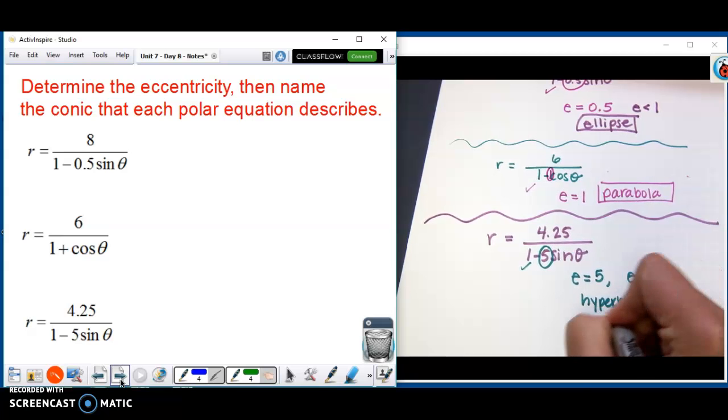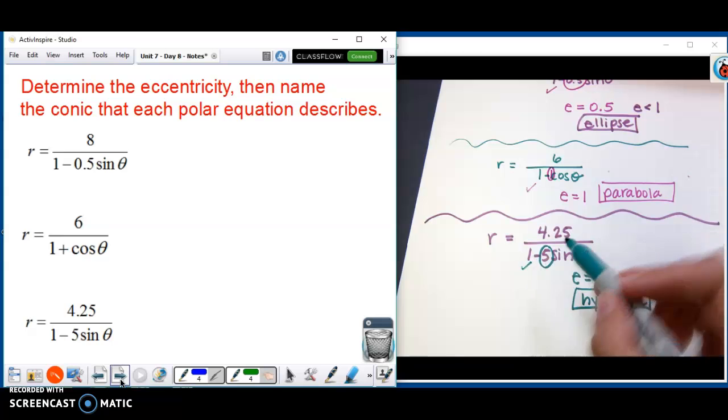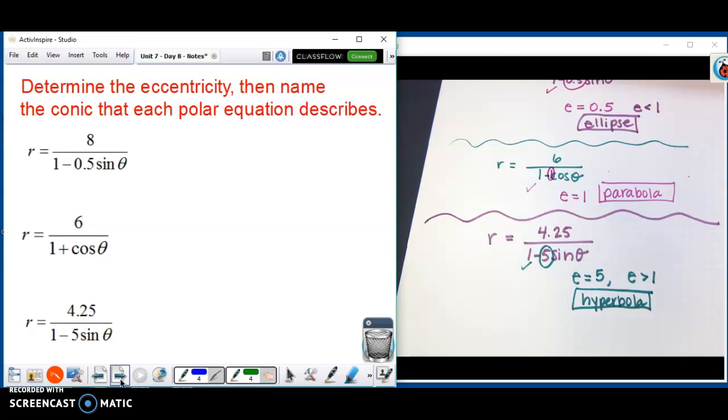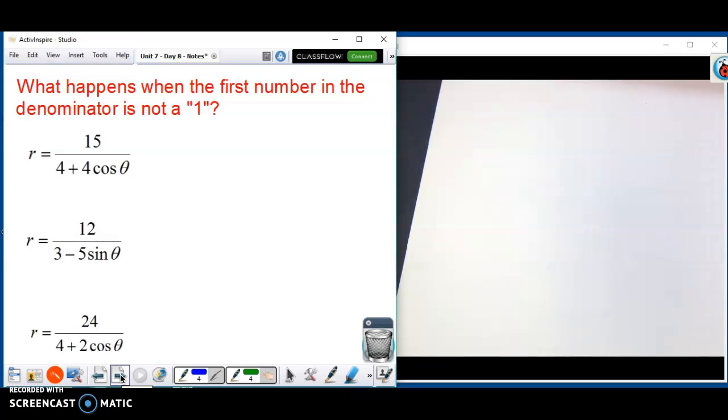So as long as you have this in the correct polar form with this 1 here, you're just taking a look at this number, and it just tells you the eccentricity, and from there you can tell what type of conic section it's going to be. So, let's see what happens if that number is not 1.